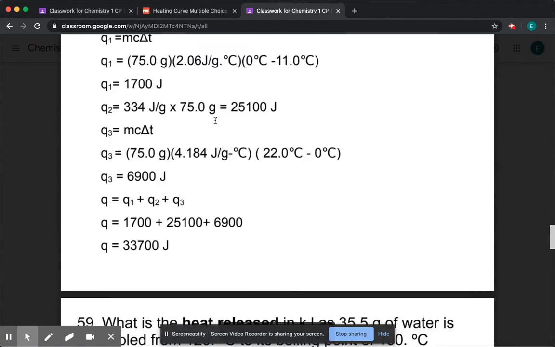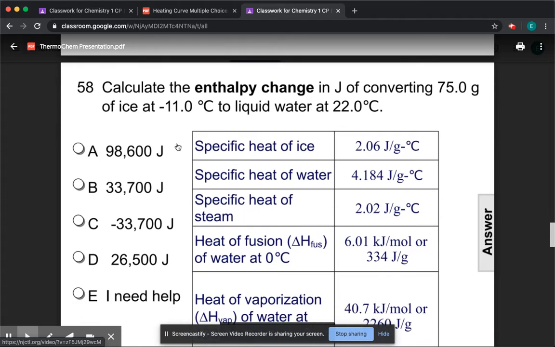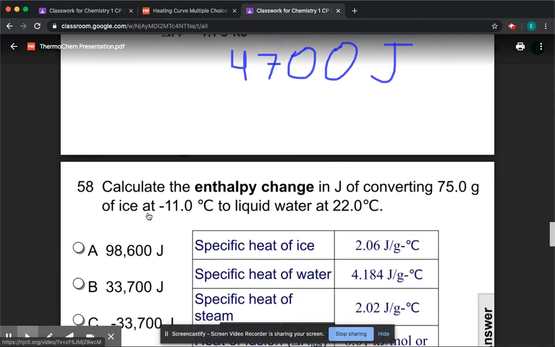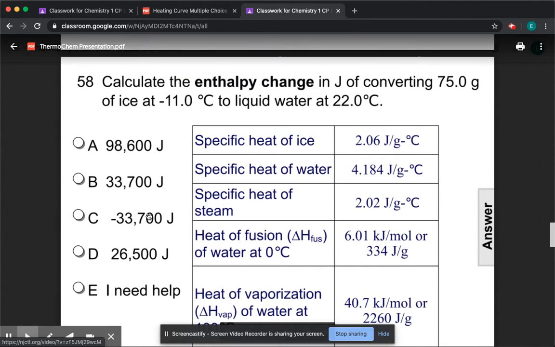Calculate. Okay. Let's do this one. We're not going to, the answer is right here. Detailed answer to question 58. That's what we're going to look at to see all the steps. So you want to calculate the enthalpy change. You want to go from ice to liquid water again.